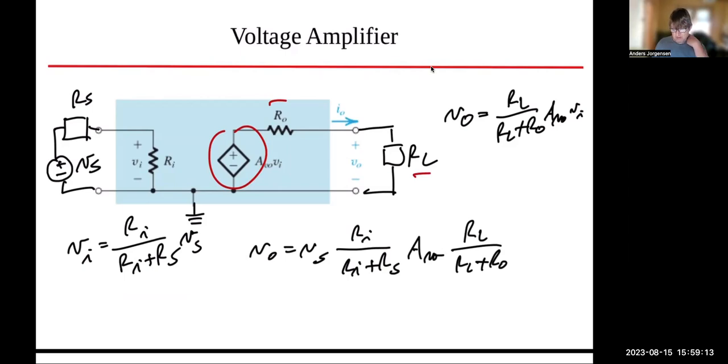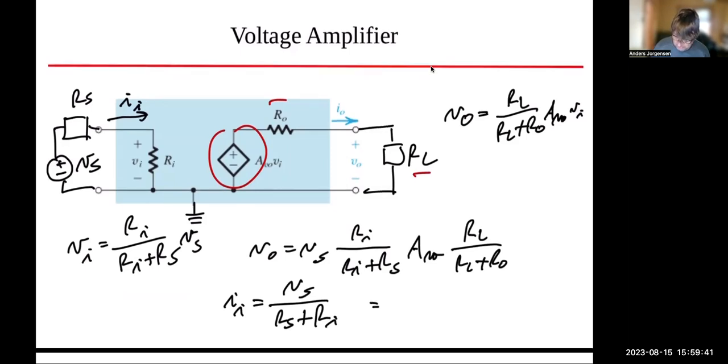But I could just as well, if I wanted VO in terms of the input current, well, what is the input current? It's not really labeled here, right? But there is an input current here, which I can call little ii, and it's easy to get it. ii is simply equal to VS divided by RS plus RI, like that, right? So I can plug that in up above, and maybe I should just do that real quick and say, well, then it's equal to ii.